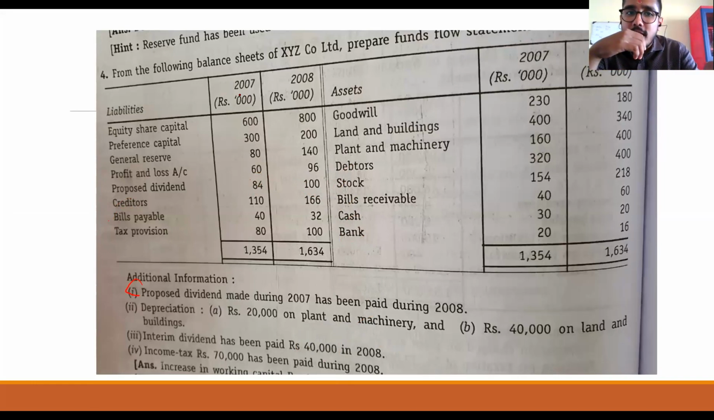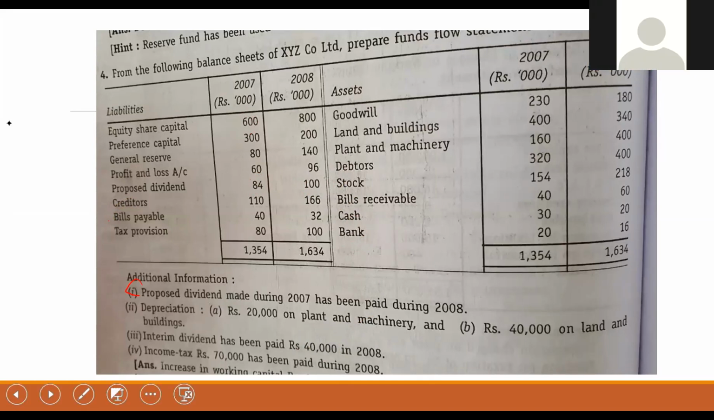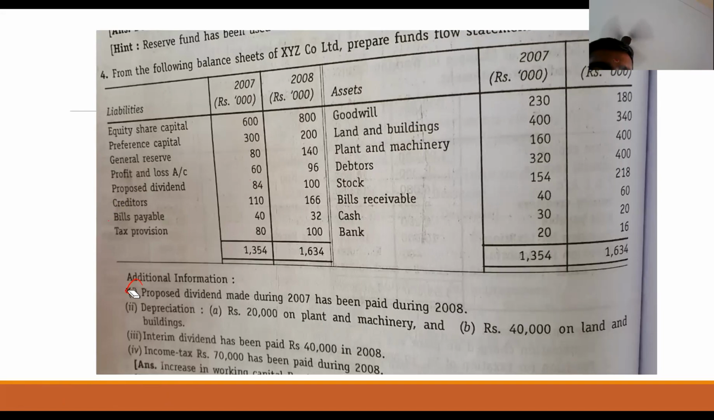See, all these amounts are in lakhs. You should add three zeros at the end. Don't make mistakes. Those who have not done this statement of changes in working capital, please do it. We have creditors and bills payable as liabilities, debtors, stock, bills receivable, cash, bank as current assets.